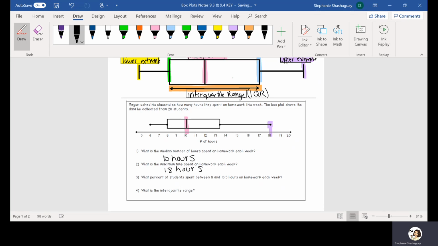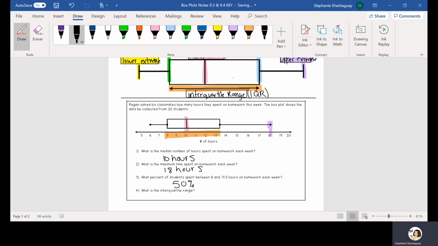What percent of students spent between 8 and 13.5 hours on homework each week? Okay, so we're looking from 8 to 13.5. Well, what percent of students is that? Well, that's our middle 50%, because the box, the IQR, is always the middle 50% of our data. So 50% of our students studied between 8 and 13.5 hours.